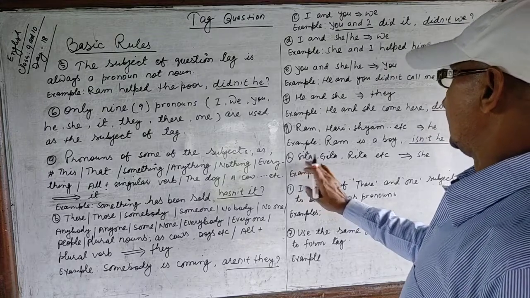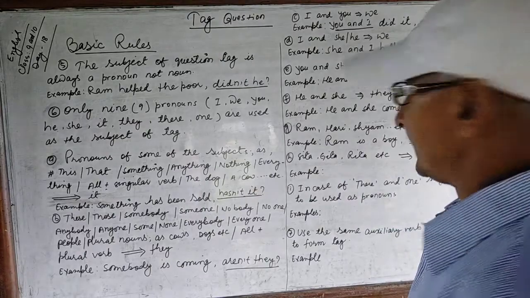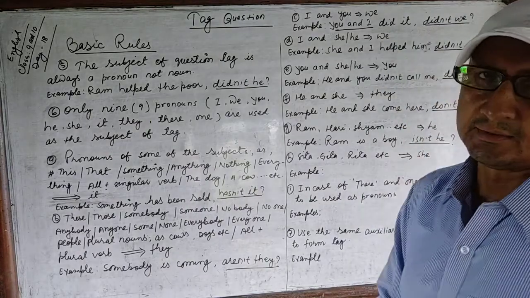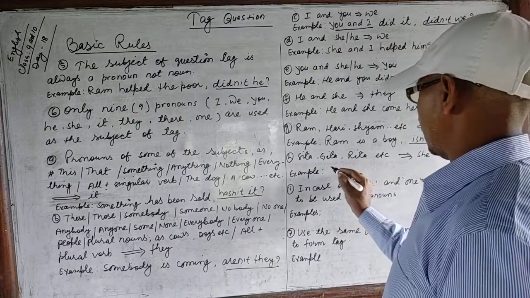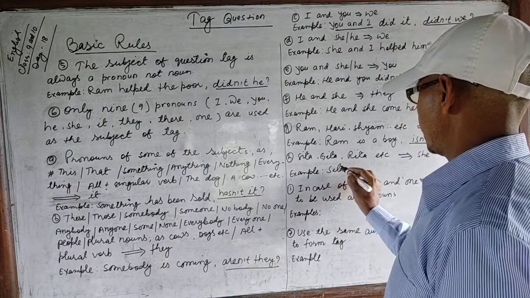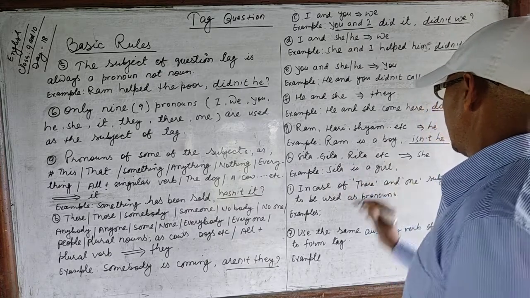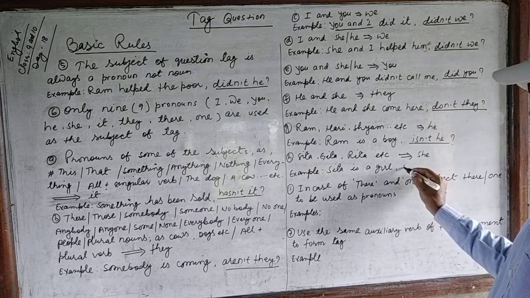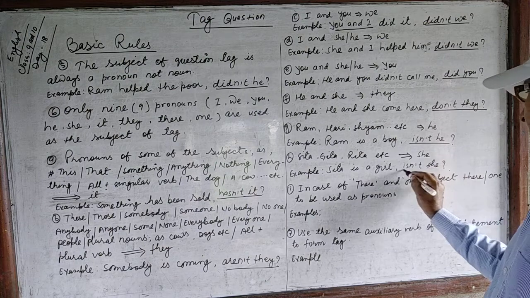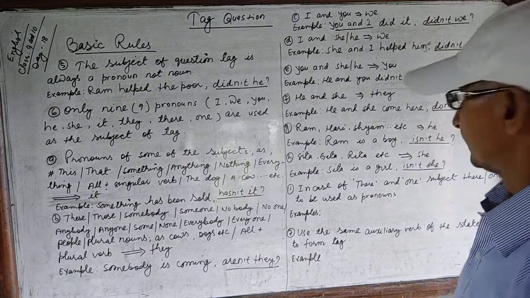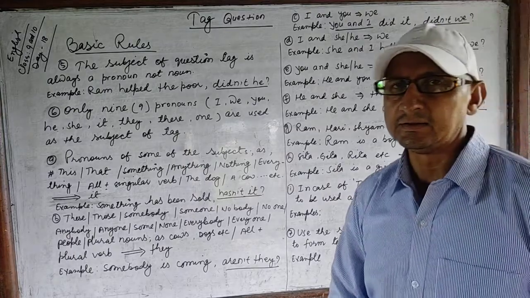For female, Sita, Rita, Gita, we write she as a subject of the tag. Let's write down one example. Sita is a girl. Isn't she? For Sita, we have written she as a subject.